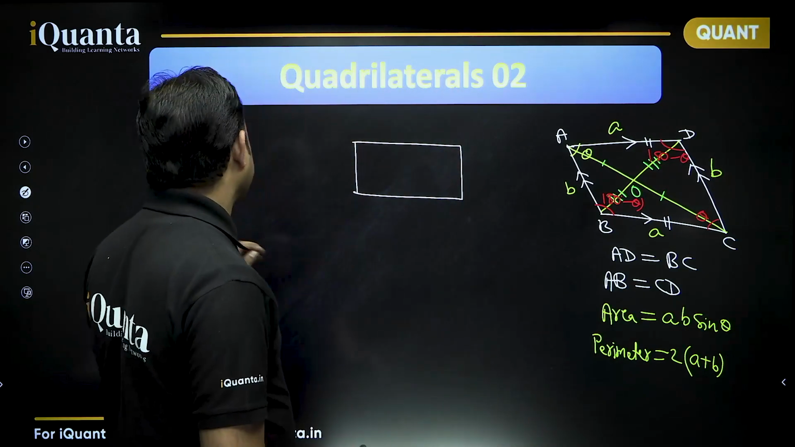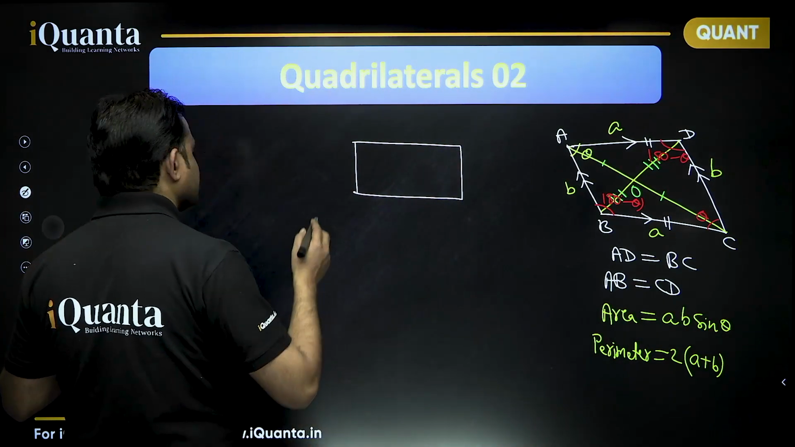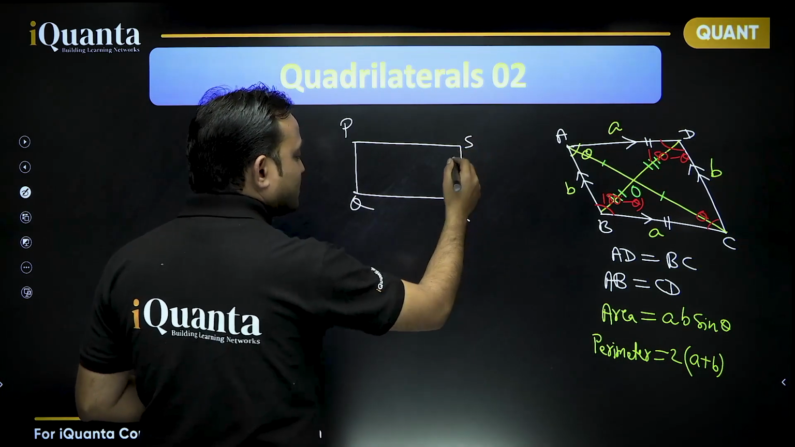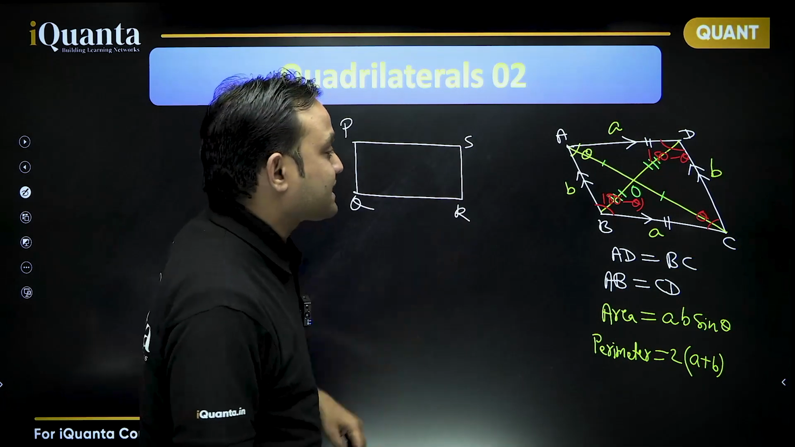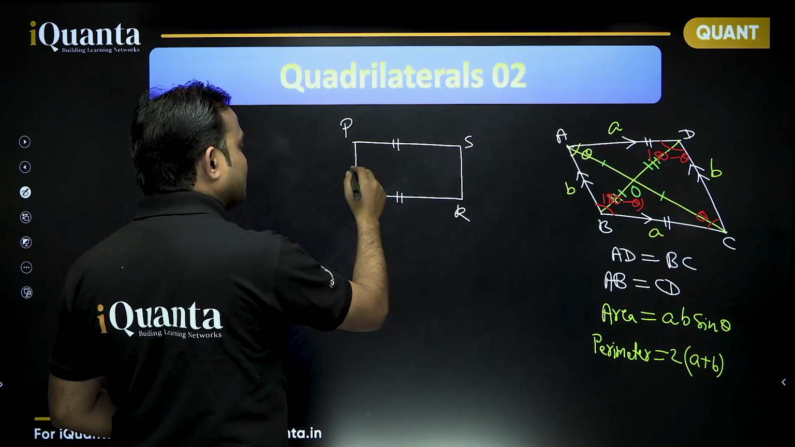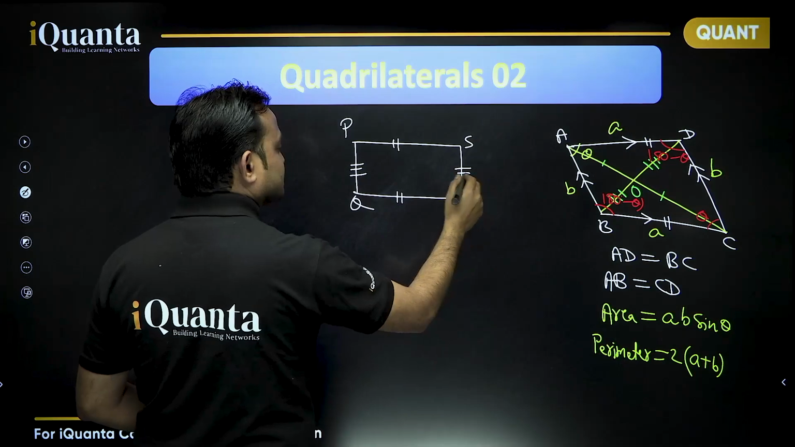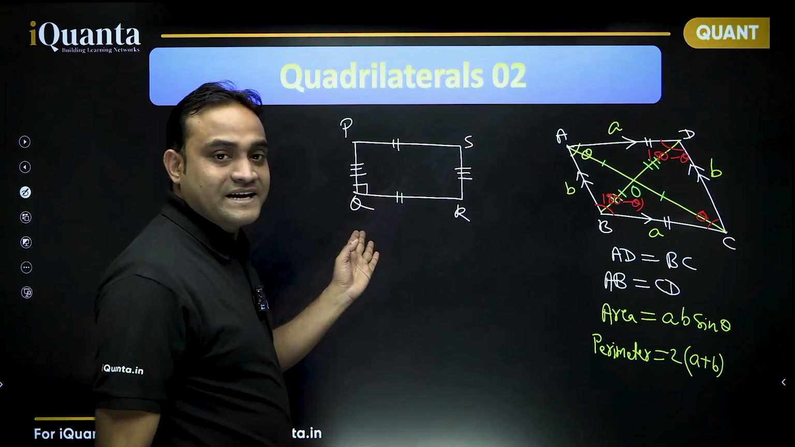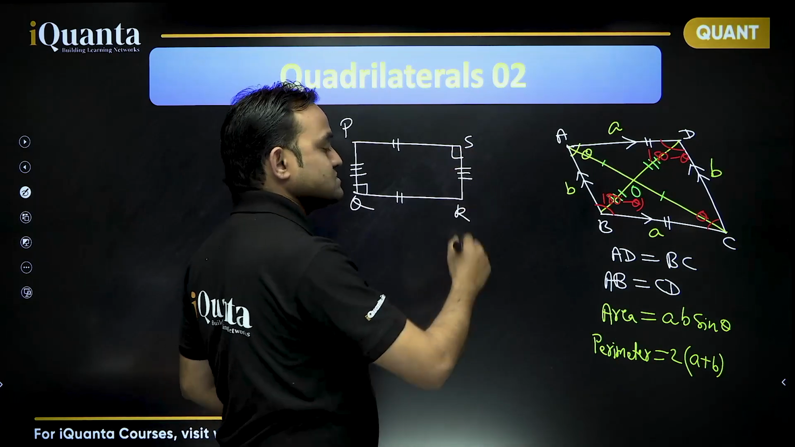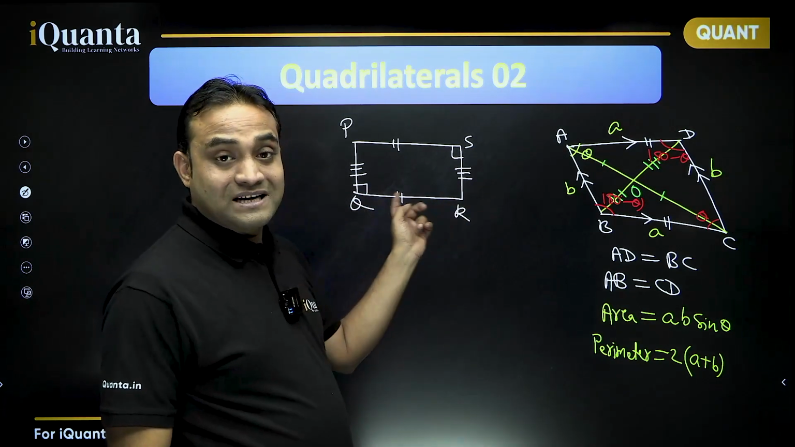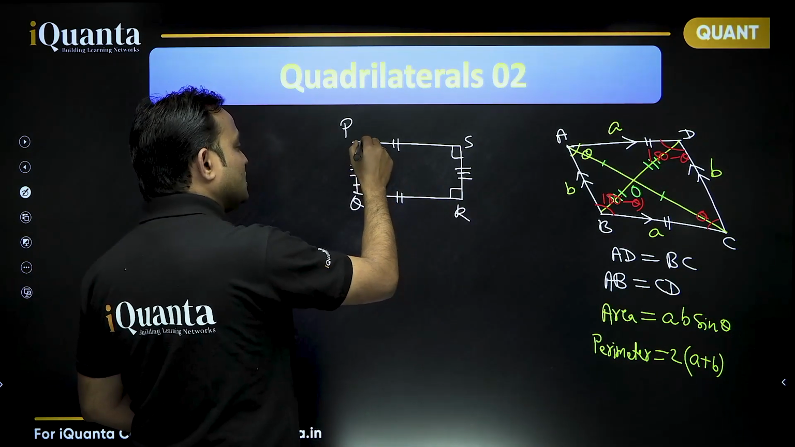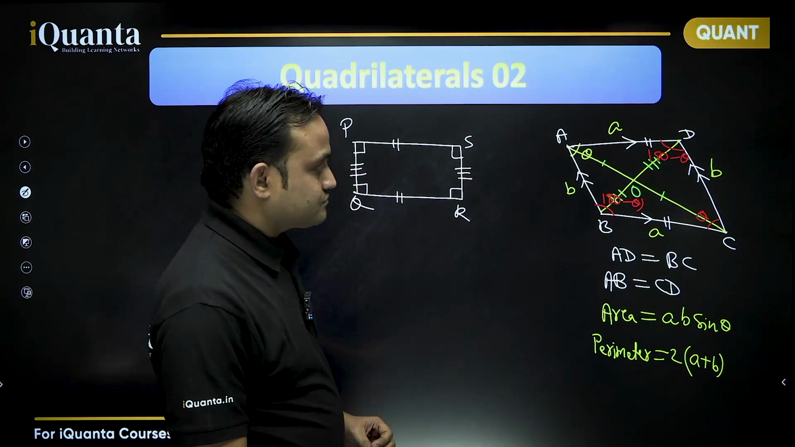Now in case of a rectangle, what we can say is that PQRS is a parallelogram. It will be a rectangle if one of the interior angles is equal to 90 degrees. If one is 90 degrees, then opposite angles are equal, so this will also be 90 degrees. And the sum of adjacent angles is 180 degrees, so this will also be 90 degrees. Hence, all the angles are 90 degrees.